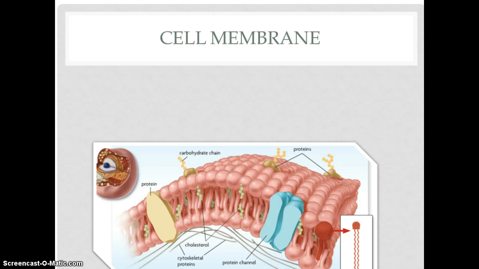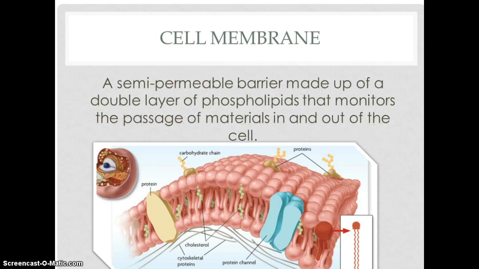First of all, let's talk about the cell membrane. The cell membrane is a barrier that separates the cell from its external environment. It forms a boundary between the cell and its outside environment.